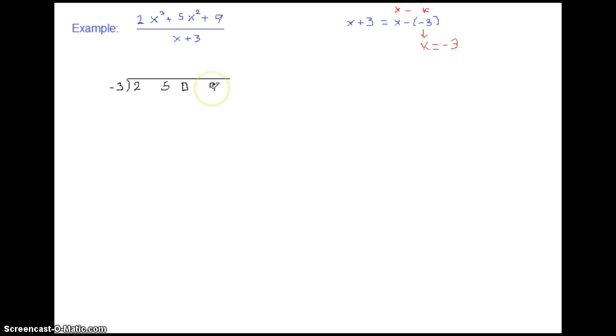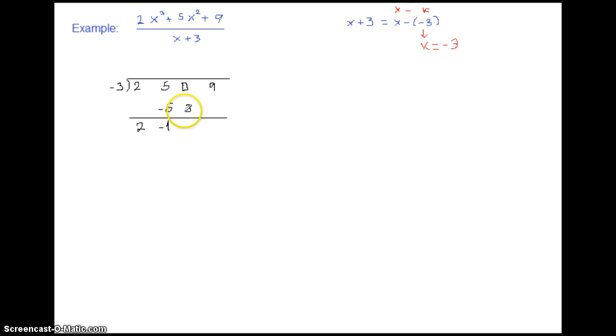Then we leave some space and we draw a line and we bring down 2 below this line. Then you multiply k by the number for the first column below the line. Negative 3 times 2 is negative 6. We add 5 and negative 6. The result is negative 1. We multiply k by this number. Negative 3 times negative 1 is positive 3.